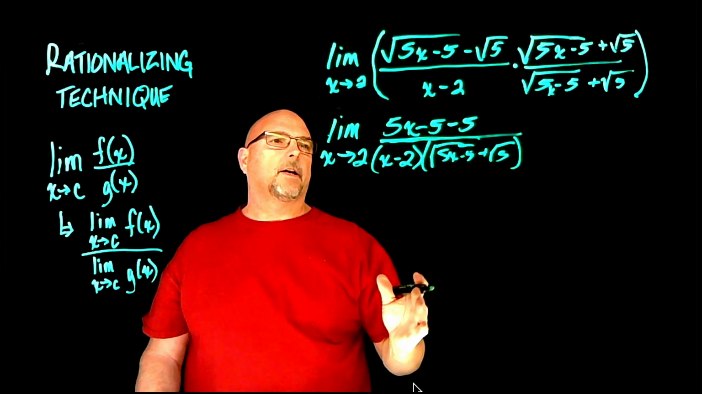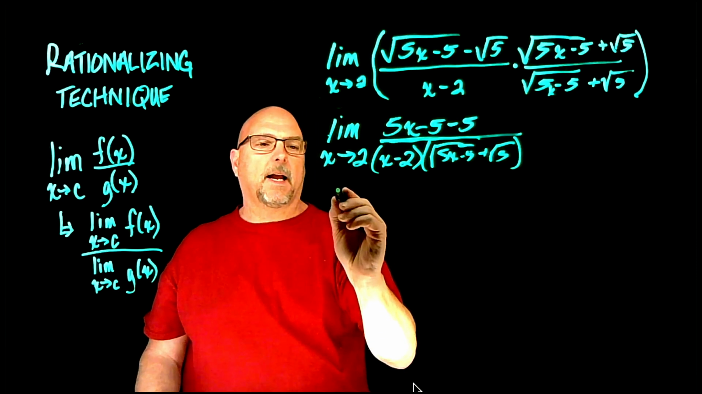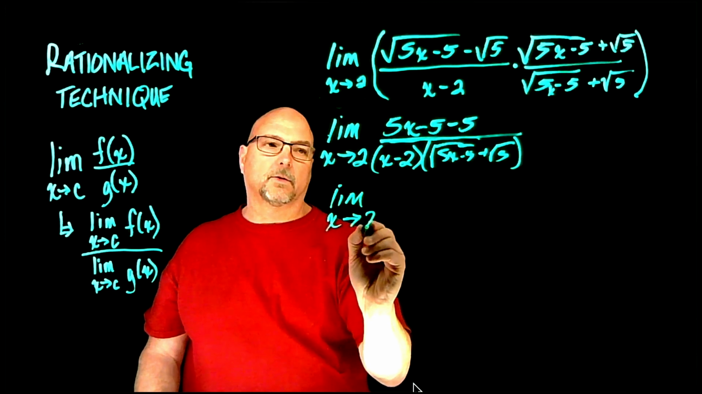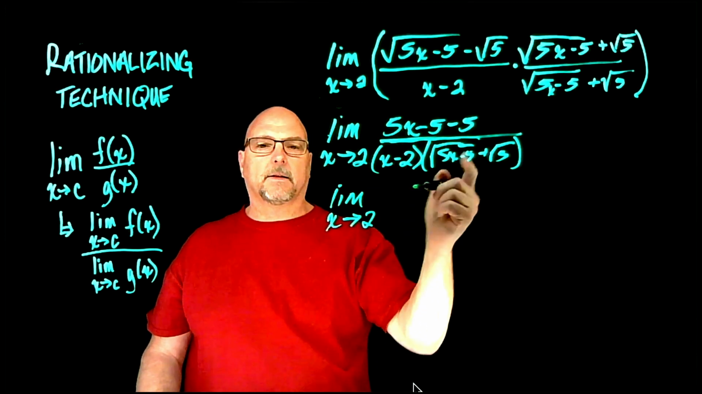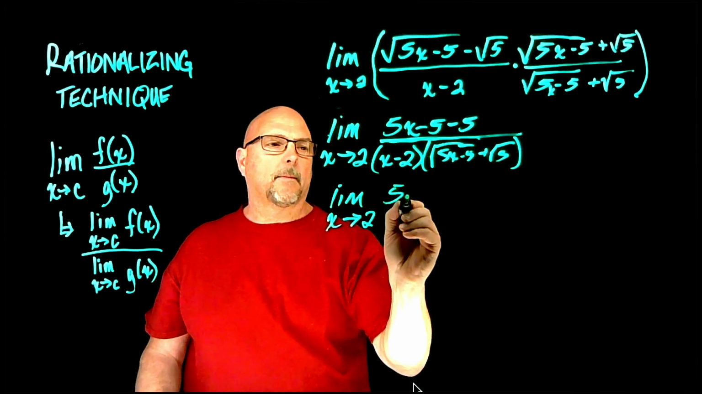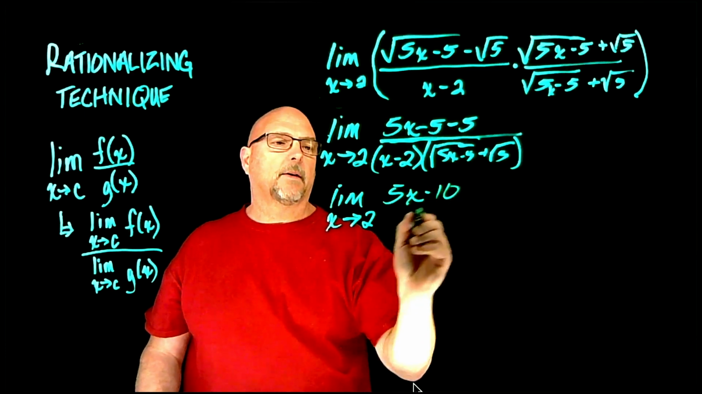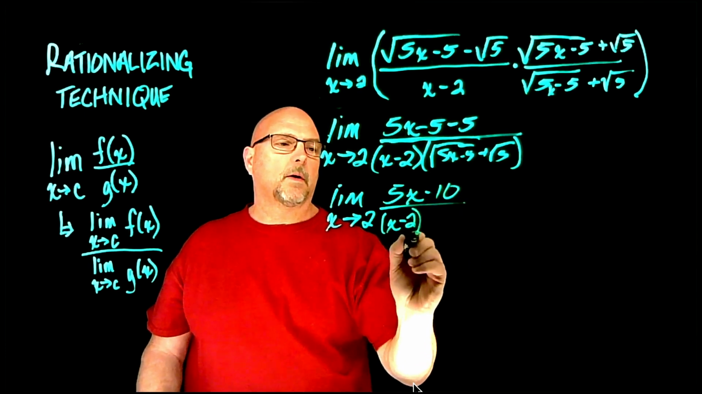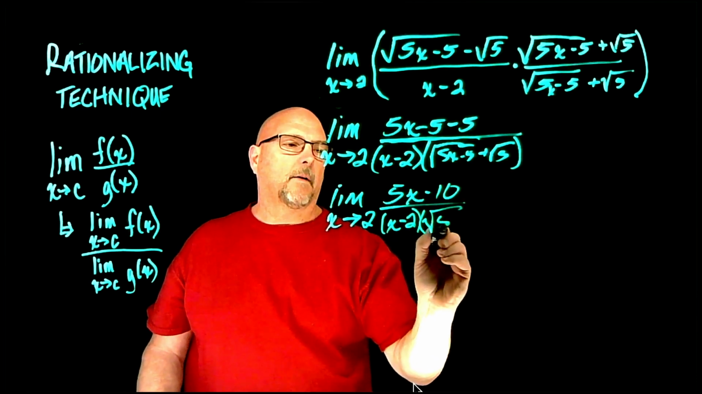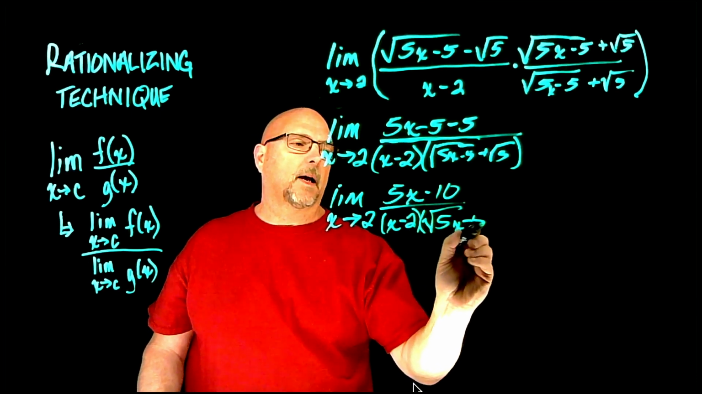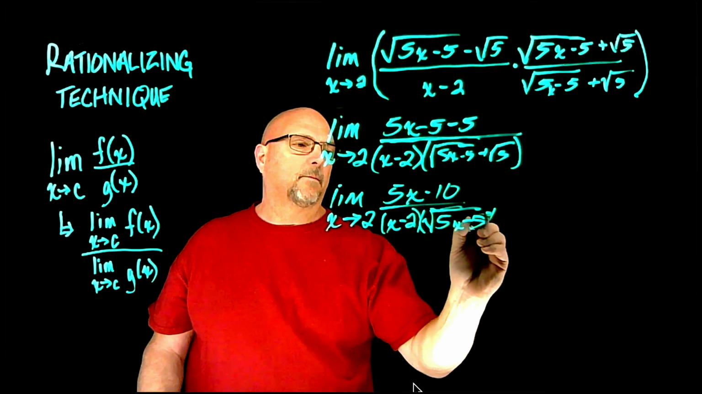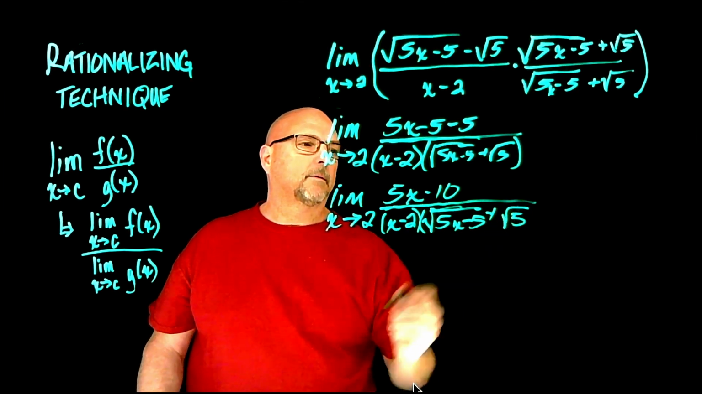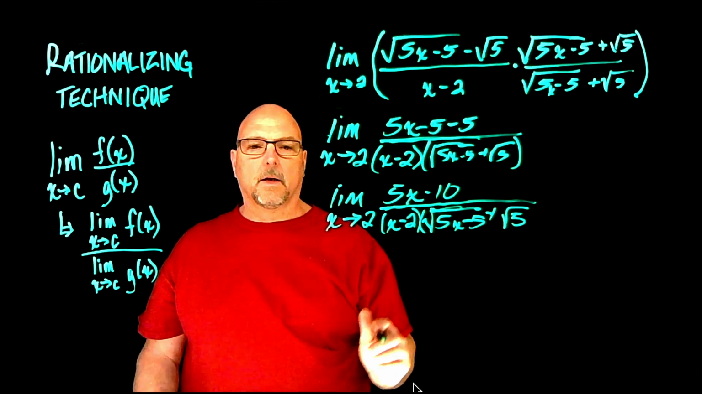So in the numerator, I have the limit as x goes to 2 of 5x minus 10. Does everybody see that? That becomes a 5x minus 10, and it's still over x minus 2 times the square root of 5x minus 5 plus the square root of 5. And that fraction bar goes all the way over.